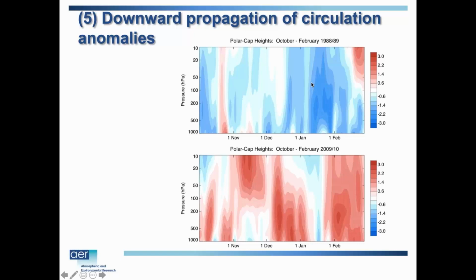So the blues mean basically the Arctic region from the surface to the mid-stratosphere is dominated by low pressure. And then you have this downward propagation of those. Again, the circulation anomalies really start out in the stratosphere and propagate down.